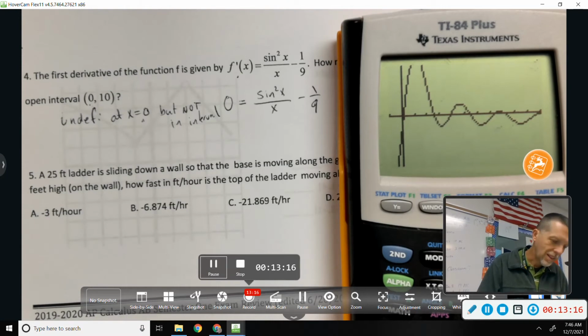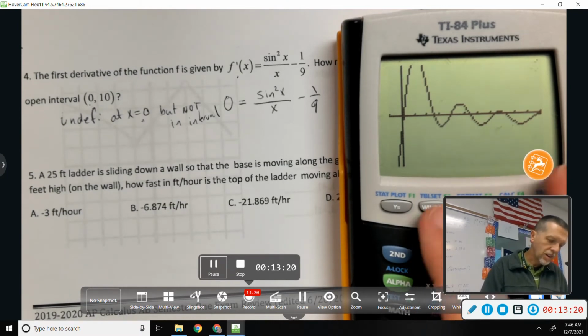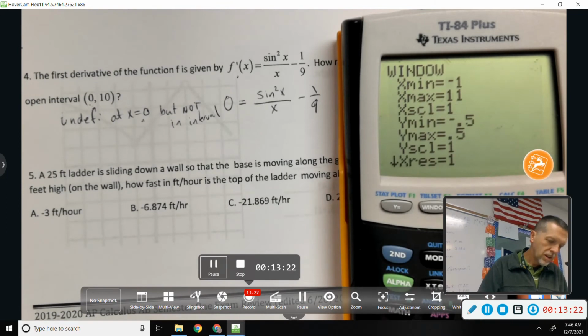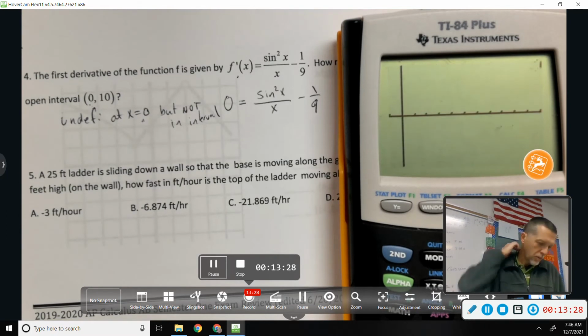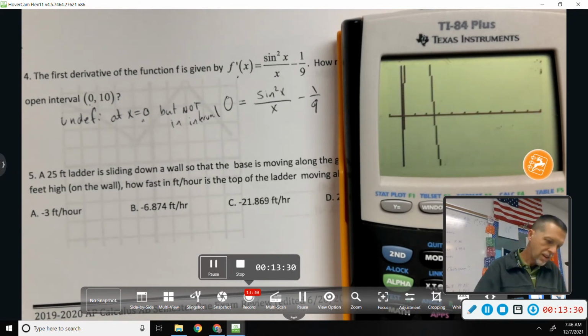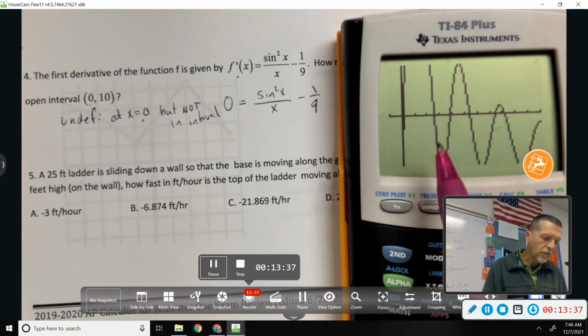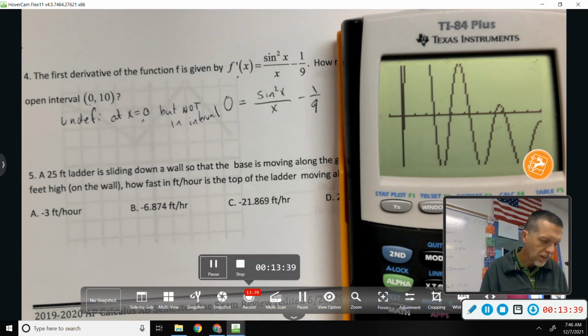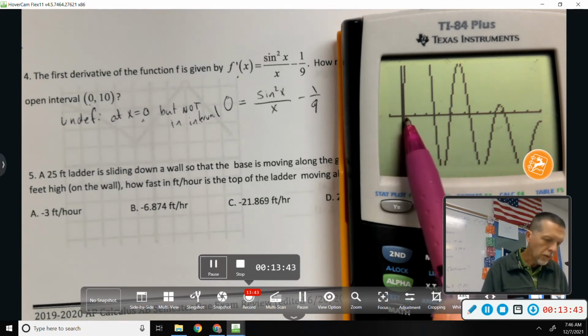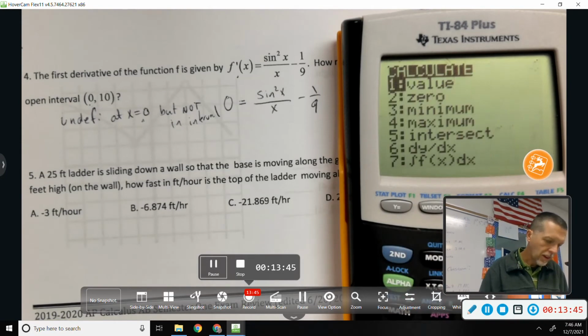Man, I'm still not sure if that's a bounce or a cross right there. We'll just go -0.1 to 0.1. So I'm looking for the places it's equal to 0. I'm really worried about that one. Second calc, 0.